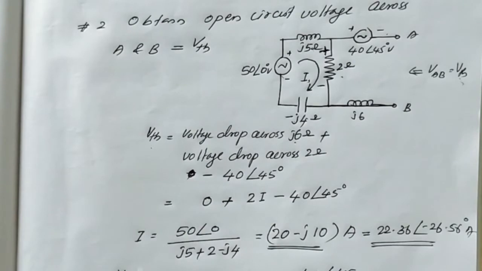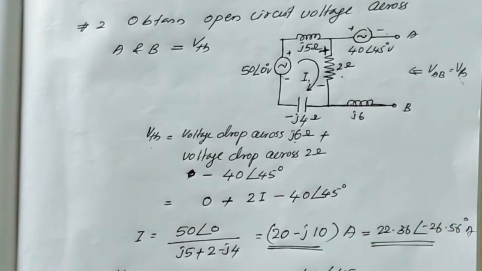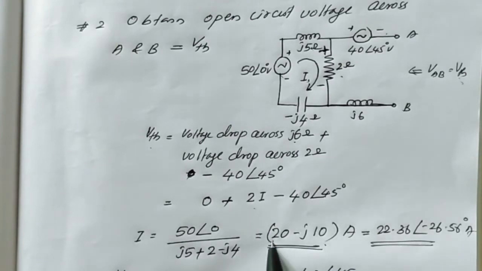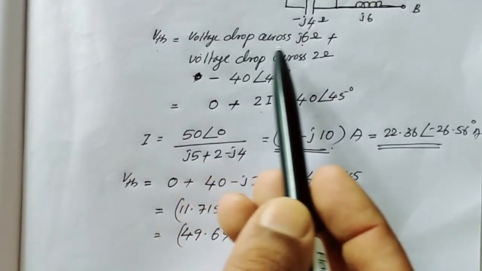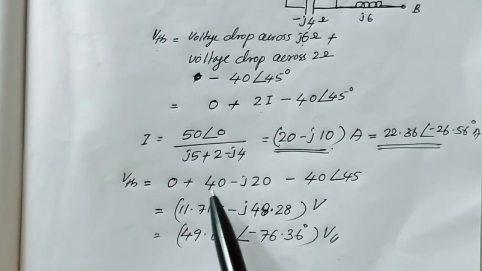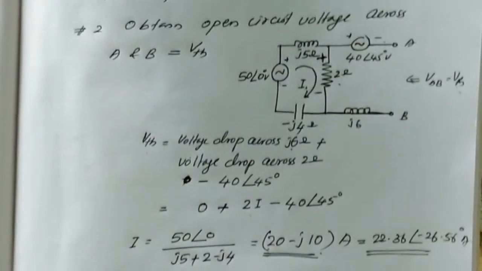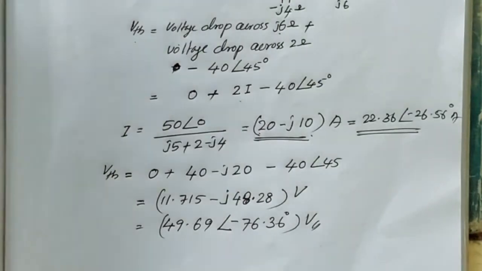So after finding I, we can find 2 into I, that gives the voltage drop across the 2 ohm resistor. So 2 into I is nothing but, when we multiply this with 2, we can obtain 40 minus j20. Then substituting in this equation, the potential drop across the j6 ohm is 0. Then 2 into I is obtained as 40 minus j20. Then that voltage source, here we have a voltage source, so that we need to substitute.